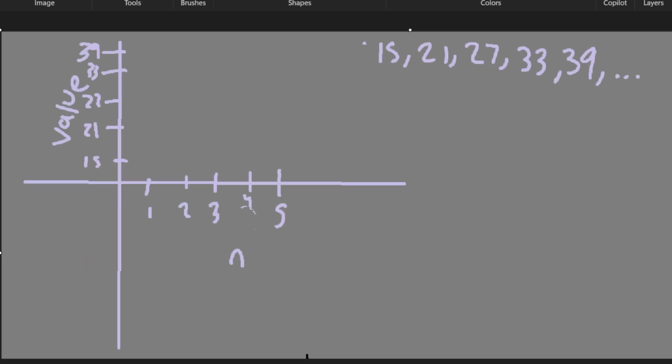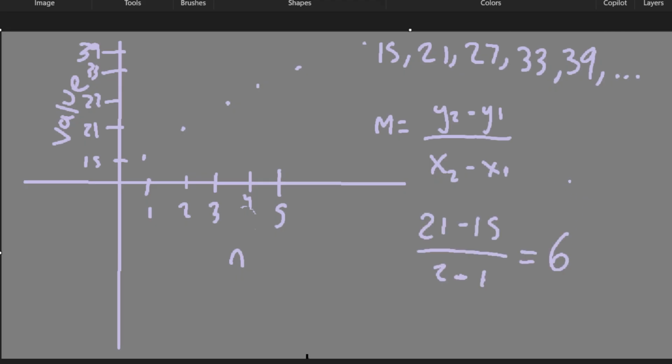Now, if we were to graph this, having n on the x-axis and the value of that term on the y-axis, we're going to get a linear line. And what you'll notice is the slope of this line will be your common difference. So y2 minus y1 over x2 minus x1, and the slope of this line is 6. Here's something that you must know. When you graph an arithmetic sequence, it's going to be a discrete graph.